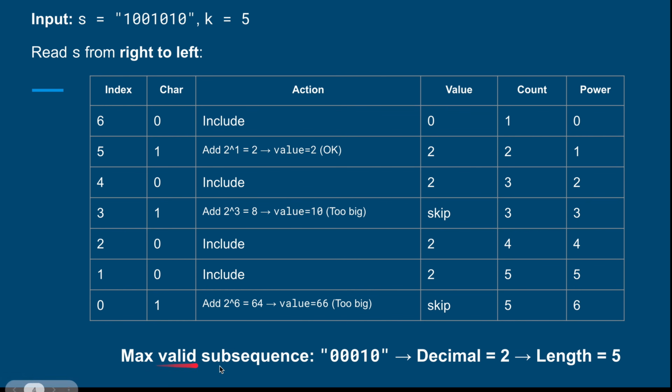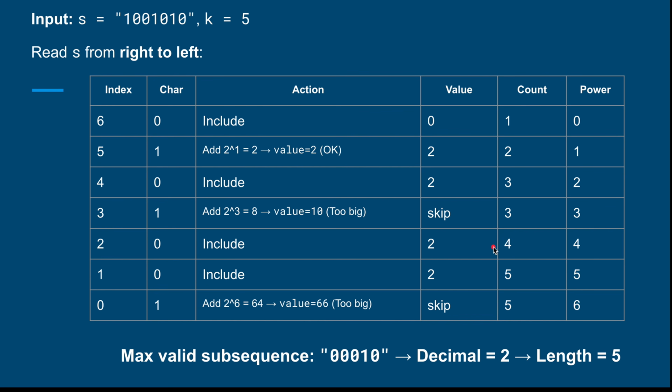So if you see, the max valid subsequence for this decimal, which is equal to 5, has length 2. So what have we included here? We have included 0 from index 6, then we have included 1 from index 5, then we have included 0 from index 4, and like that we have included, and we have discarded the others, right?